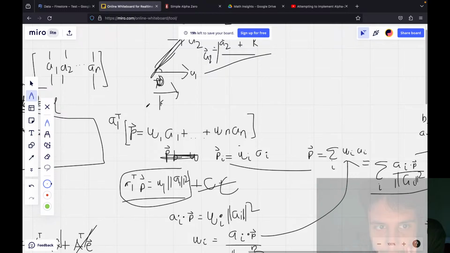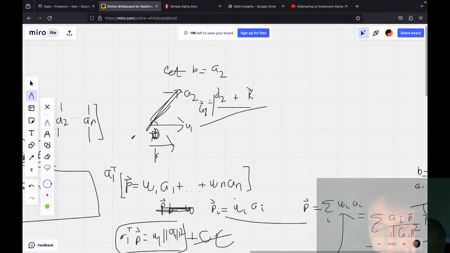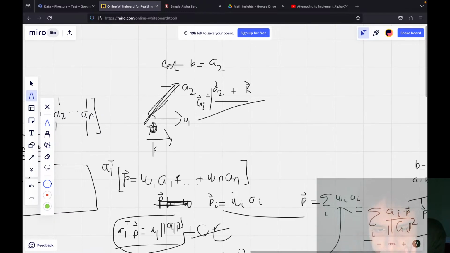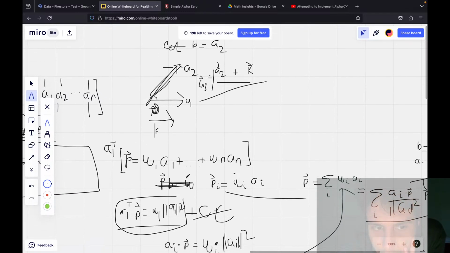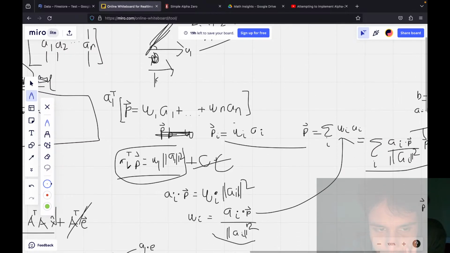We know this P, which is the projection of B onto the span of AI, is a weighted sum of all the AI, right? Surely that's fine. And then for each AI, we can dot product that on both sides. In this case, A1 dot P equals W1 times A1 squared, and everything else zeroes out because we're assuming that all the AI are an orthogonal basis, orthogonal to each other.